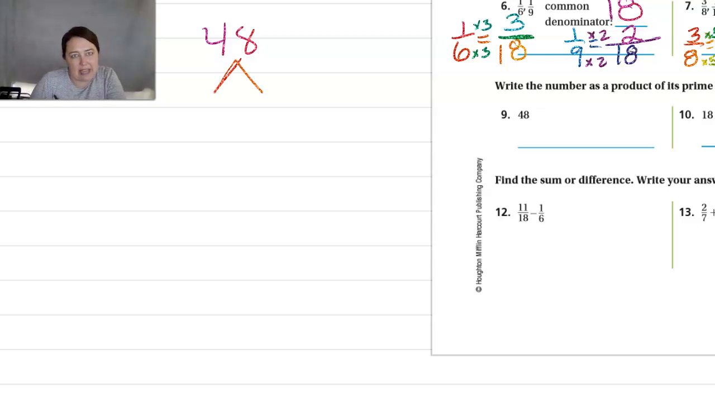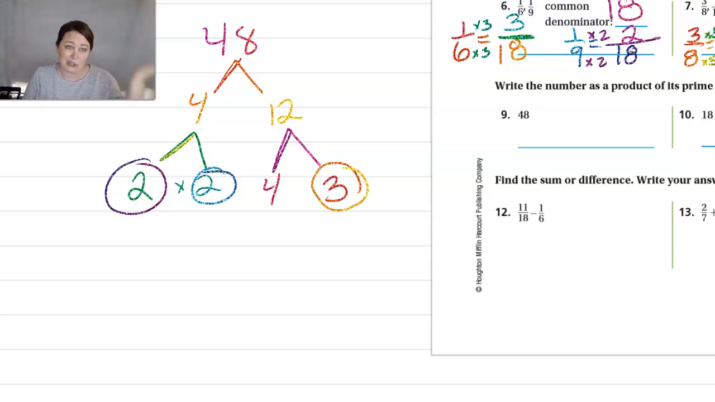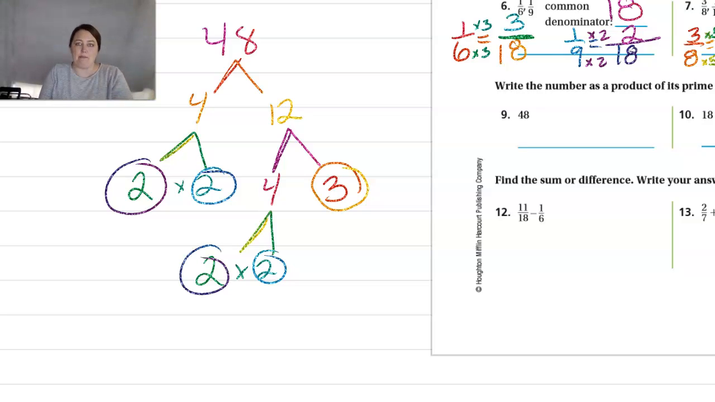Two numbers that multiply together to get 48 are 4 times 12. Neither of those are prime, so I have to keep going. Two numbers that multiply together to get 4 are 2 times 2. They are prime, so I like to circle them. Numbers that multiply together to get 12 are 4 times 3. You could have said 6 times 2 as well. Now 4 is still not prime, so I take that apart and I get 2 times 2. So these are all of the prime numbers. The number as a product of its prime factors is 2 times 2 times 2 times 2 times 3.